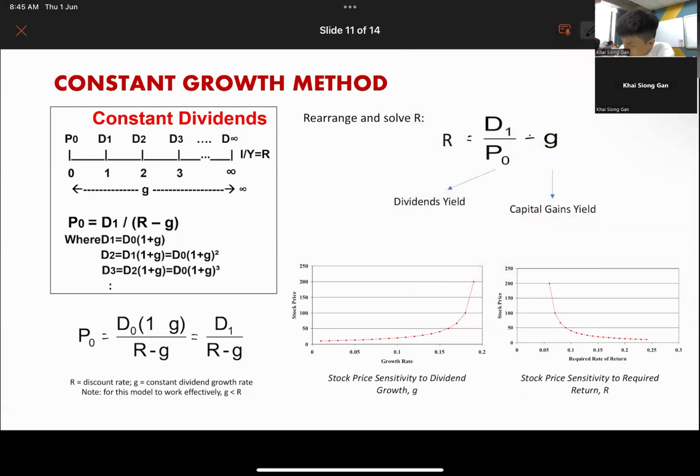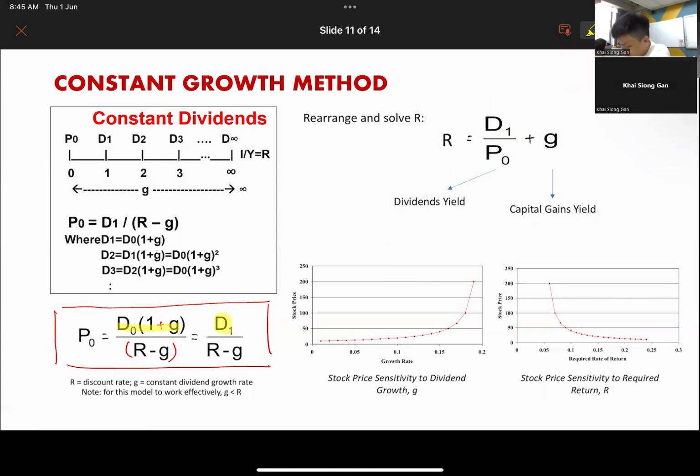Okay, so now we just learned this formula. P, the price of the stock, equals D0 (1 plus g) divided by (r minus g). Or I can rewrite it as D1, because when you calculate D0 times (1 plus g), you get D1. So that's the formula that you learned.